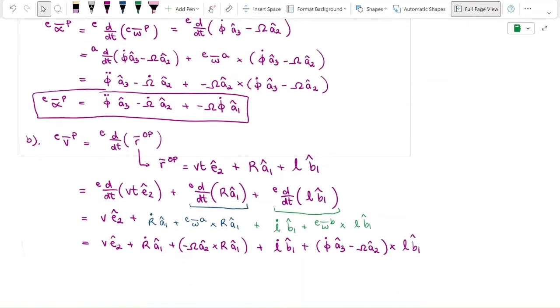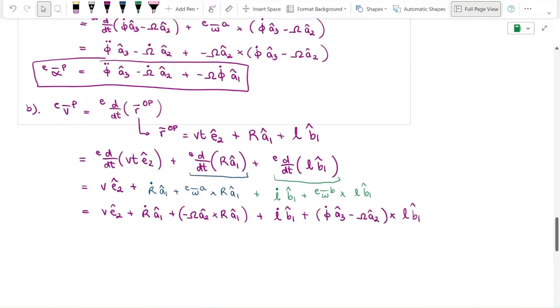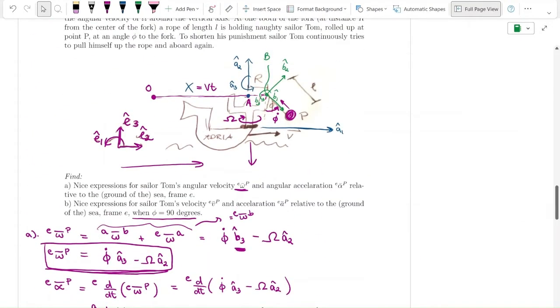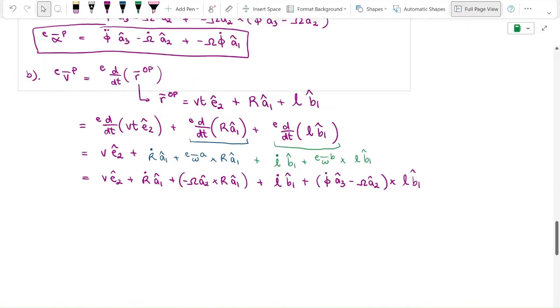Okay, so first, a few simplifications we can make. We know that R dot, which is the distance between the middle of the fork to the edge of the fork, so this distance here, is going to be constant because the fork is not expanding or contracting. It's not mentioned in the problem at least, so I think we can assume that distance is not changing. So I'm going to have R dot equal to 0 because that distance is fixed.